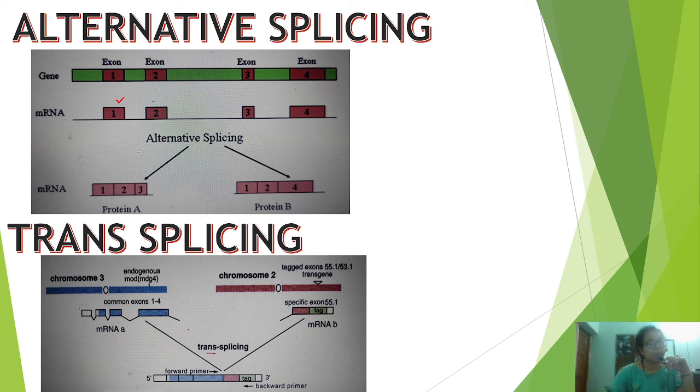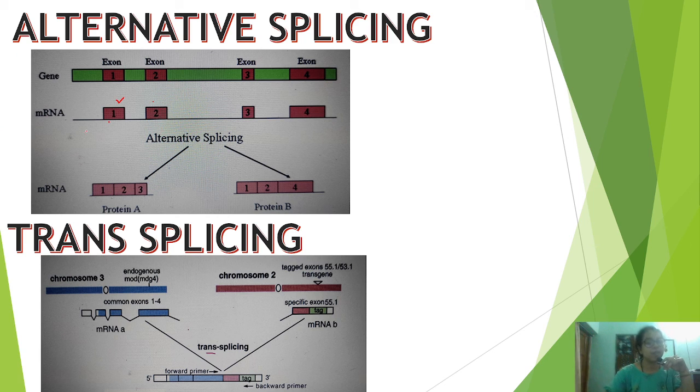What happens in alternative splicing? Suppose exons 1, 2 and 3 join and form protein A, and in the second type, exons 1, 2 and 4 join and form protein B. Similarly, 2, 3 and 4 will join and form protein C. This is known as alternative splicing. So what is the role of this? It results in the formation of different types of protein.